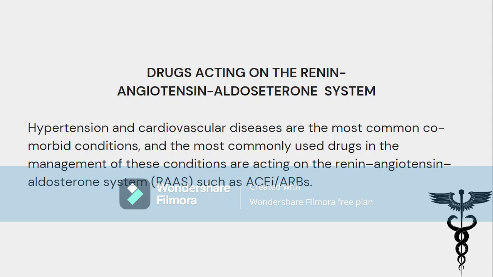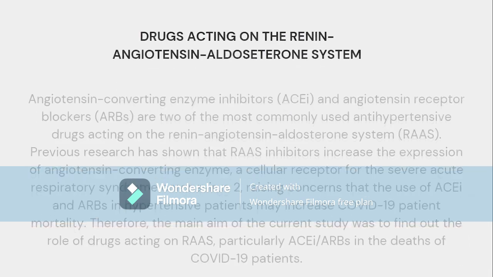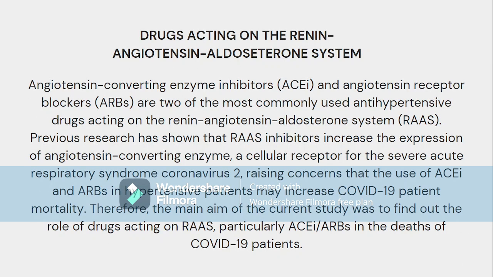Angiotensin receptor blockers, or ARBs, are another class of drugs that act on the renin-angiotensin-aldosterone system by blocking the binding of angiotensin 2 to its receptors. Like ACE inhibitors, ARBs reduce blood pressure by dilating blood vessels and decreasing peripheral resistance. Common examples of ARBs include losartan, valsartan, and candesartan.